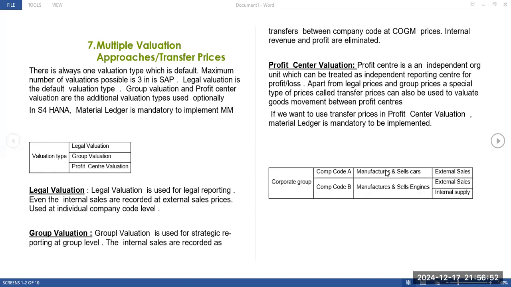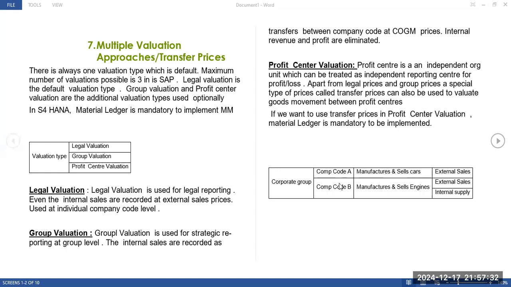So over here we have this layout: the corporate group, the mother group at the top level. Then we have company code A and B. One manufactures and sells cars. The other also manufactures but sells engines. Here we have segregation: external sales will be at the external sale prices. In company code B, of course, there will be internal supply and sales because they are selling engines, so they will be supplying to company code A, which is only manufacturing and selling cars.